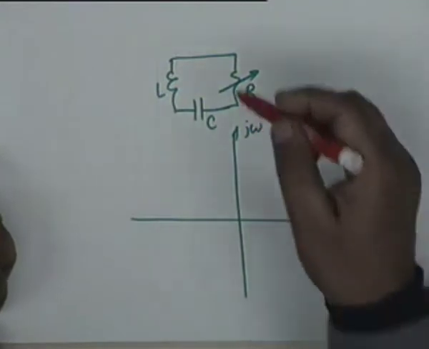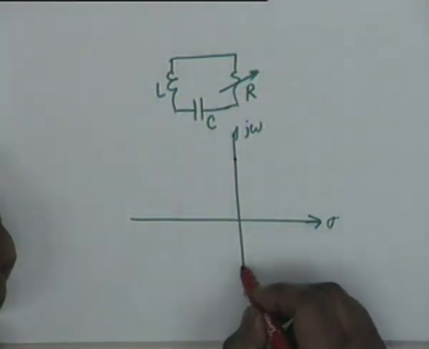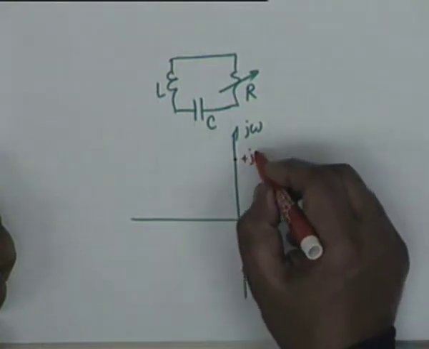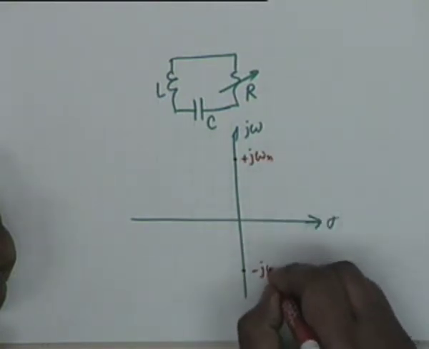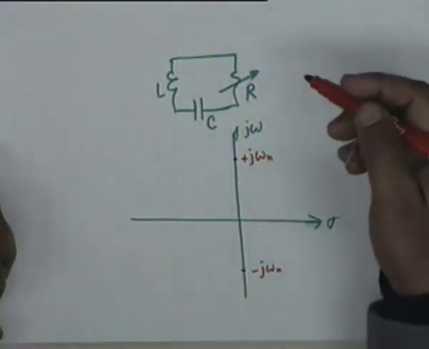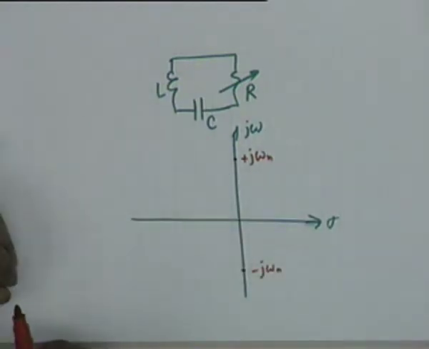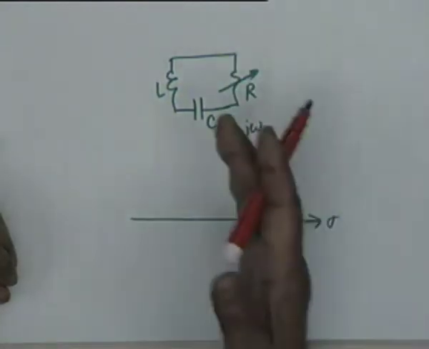All right. When R is equal to 0, where are the roots? Roots are on the imaginary axis at plus minus j omega n. Is that okay? When R is slightly increased, what happens to the roots? They move to the left half plane. This is the right half plane. This is the left half plane.